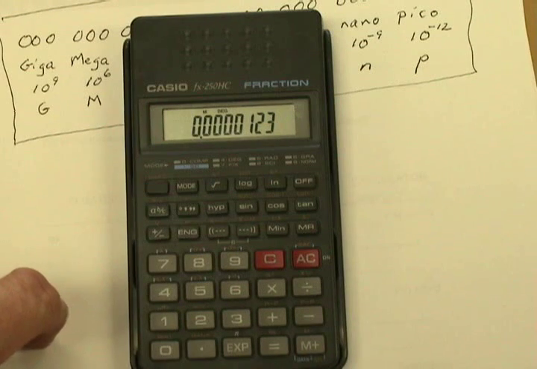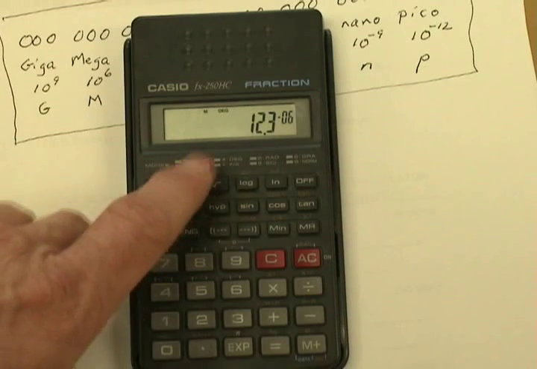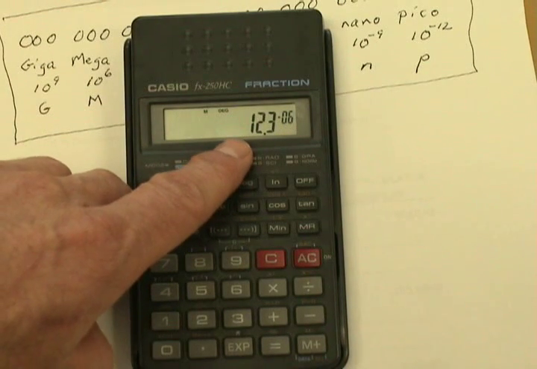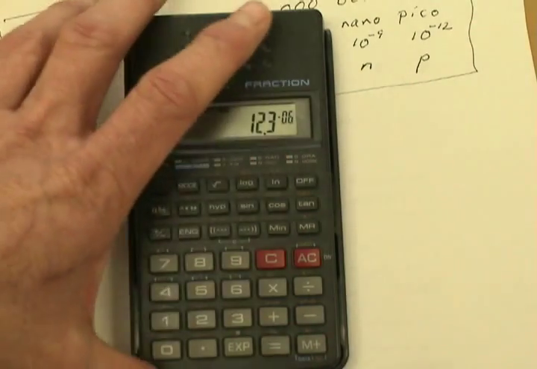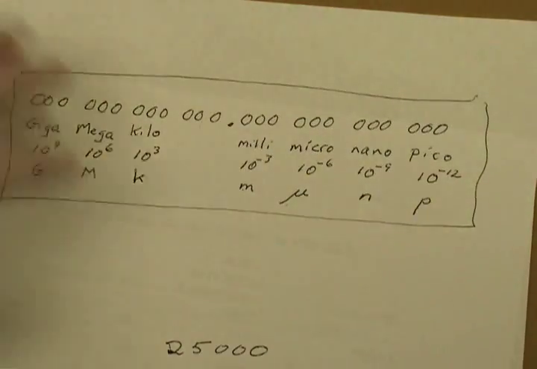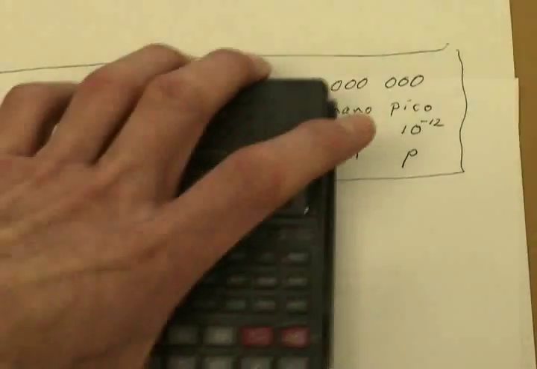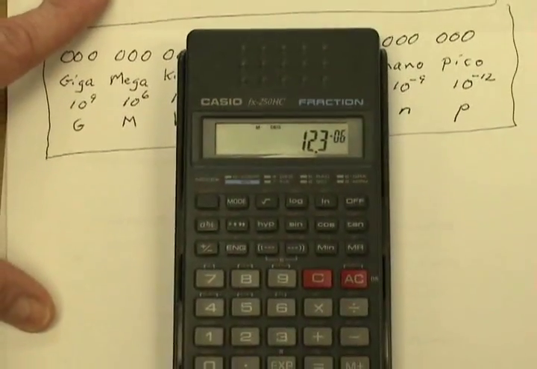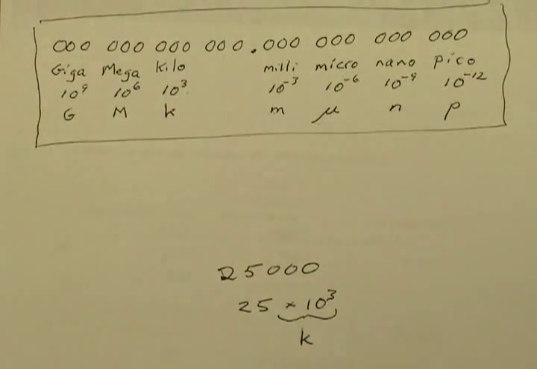0.0000123. Okay? Hit that ENG button right here, and this time it reads 12.3 times 10 to the minus 6, and again you've got the number line memorized, and you know that 10 to the minus 6 is micro. So that's 12.3 micro. Okay, now what about not using the calculator?